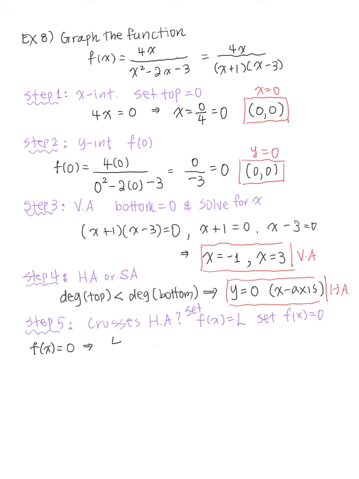Okay, so let's go. Our f of x equals 0, which means that we're going to have 4x all over x squared minus 2x minus 3, and we set that equal to 0. So again, what needs to happen is the top has to go to 0, just like how we found the x-intercept. Let me just write every step out. Only the top has to go to 0, which means that x is 0. So the graph is going to cross the x-axis at 0, 0, which is the origin.